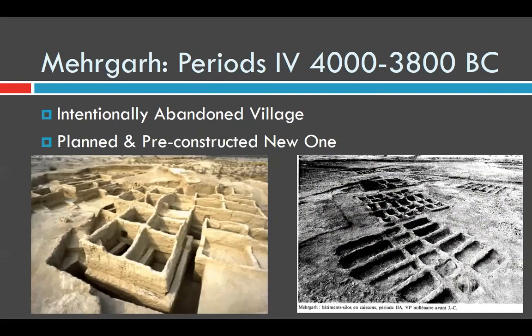Interesting things that begin to show up in Mehrgarh period four, around 4,000 to 3,800 BC. Some villages are intentionally abandoned, but before they abandon one village, and Mehrgarh is one of these, where they sort of moved the village to another area, they planned out and built the new village before they moved. That's highly unusual in human prehistory. It shows that they're very organized and methodical, I would say. A lot of thought and a lot of preparation.